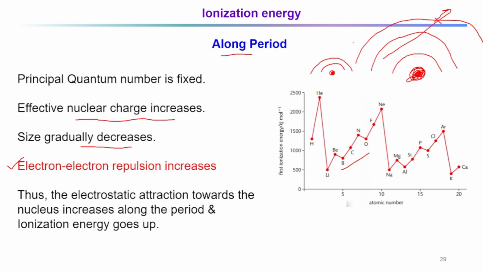But as the size is small and the effective nuclear charge is more in this atom, if you try to take out this electron, you have to put in more and more energy, right? So as you go from left to right along a period, the effective nuclear charge increases and size decreases. All these factors make this electron tightly bound, or tightly attracted, towards the nucleus. So it takes higher energy to take it out in the gaseous phase. So that's why the ionization energy is more.